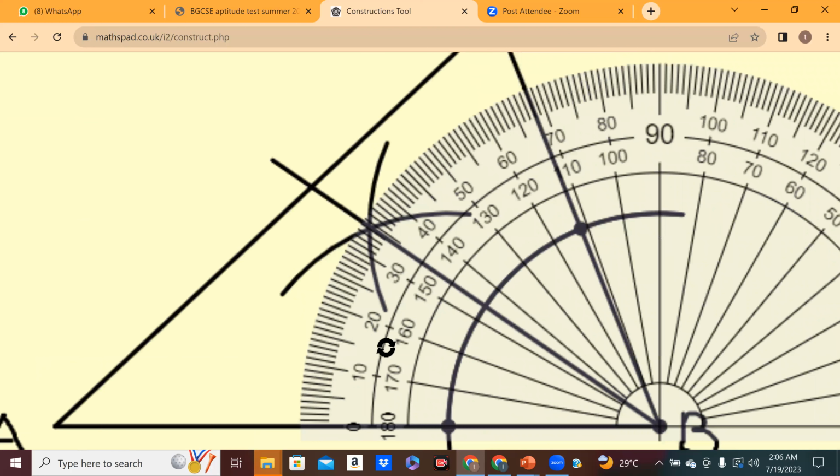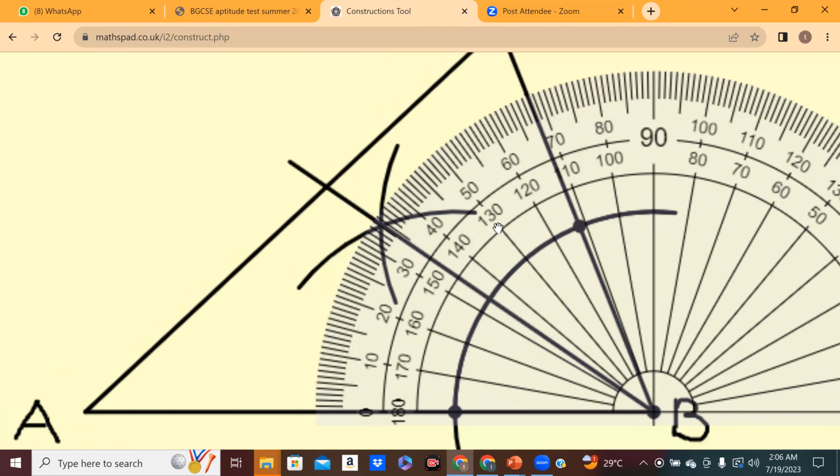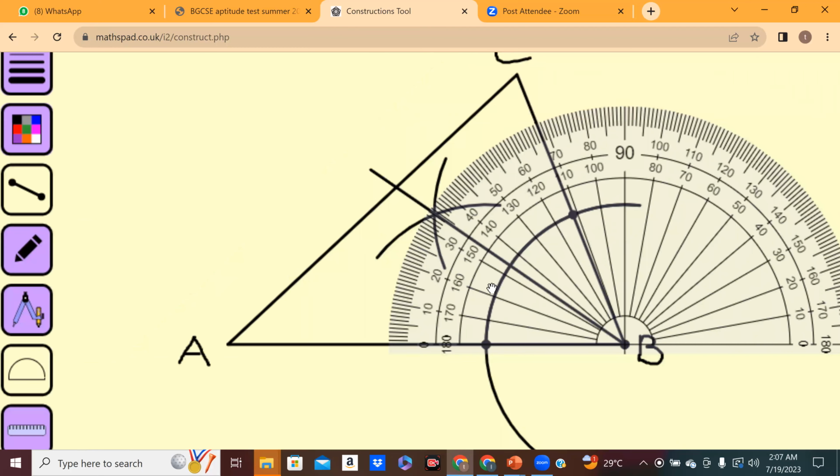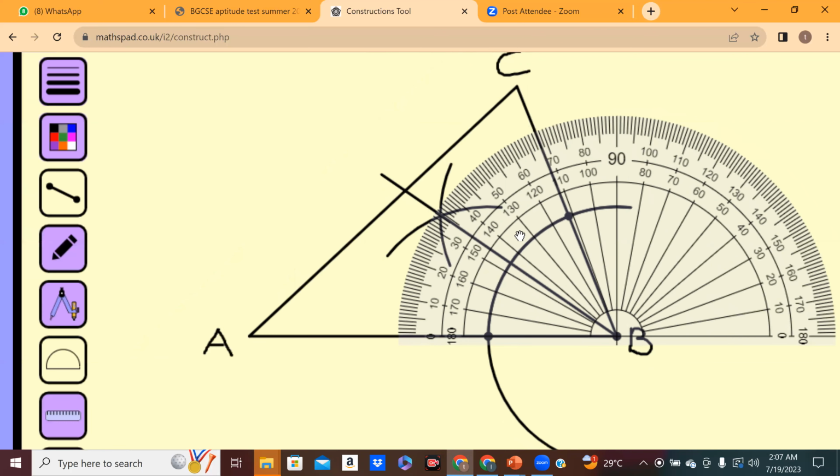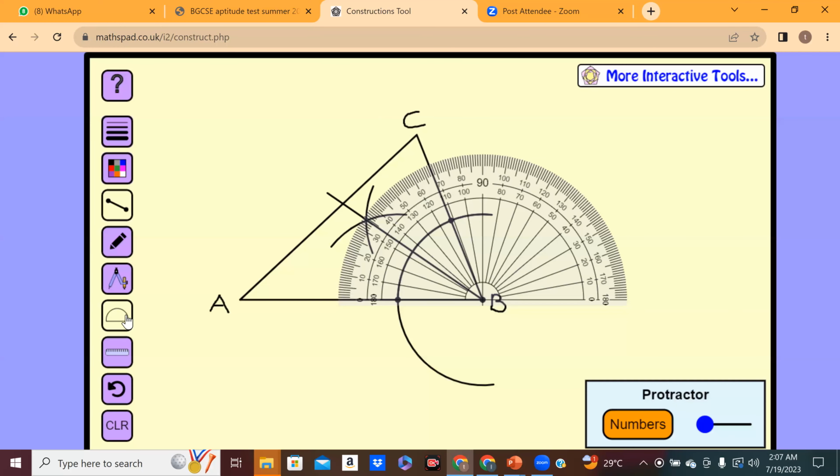So look carefully. This side is supposed to be 34. The other side is supposed to be 34. And if you add 34 and 34, you get 68. So we bisected it perfectly. One side and the other side must be the same measure. This side is 34 and this side is also 34. So it's bisected properly. The next thing we're going to do is move this.